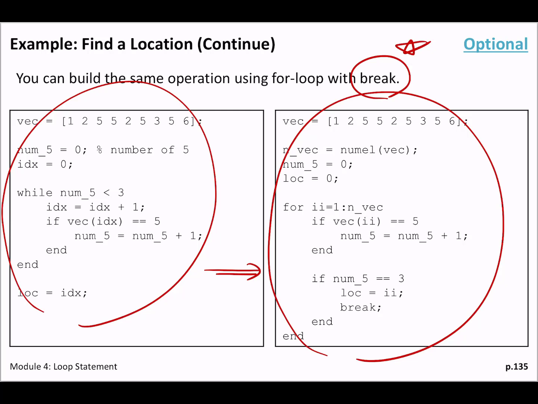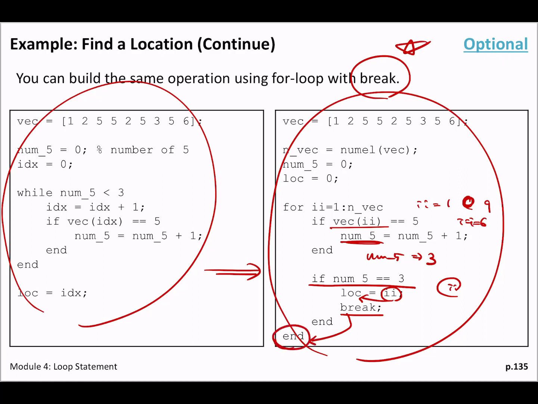So here, i varies from 1 to 9. When i is equal to 6, num5 becomes 3, so this condition statement is true. So you assign i to the location, because i is this location, right? And then break, and this drags you to this end, and you're done. So location is 6. Basically, these two are the same, right?